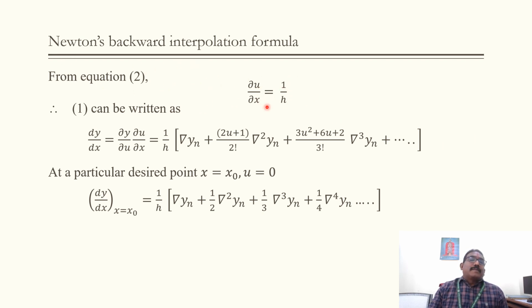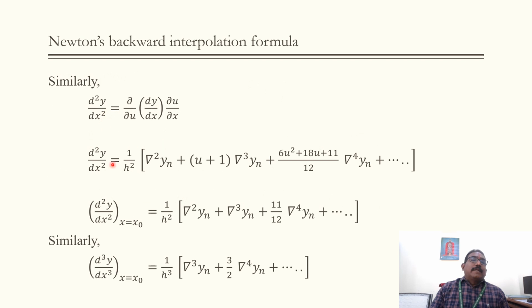So, we take f of x, the first derivative of the function f of x. So dy by dx equals 1 by h into delta y naught minus 1 by 2 delta square y naught plus 1 by 3 delta cube y naught. Similarly, the second derivative is 1 by h square into delta square y naught minus delta cube y naught. Similarly, the third derivative is 1 by h cube into delta cube y naught minus 3 by 2 delta 4 y naught.